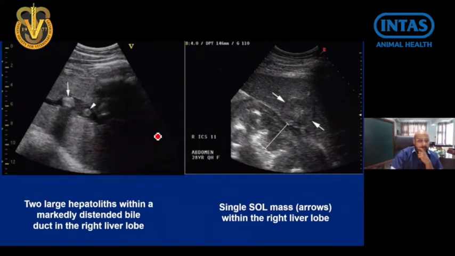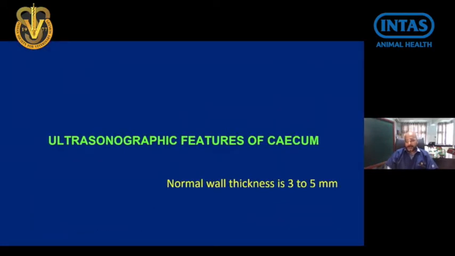Okay, and these are the hepatoliths here. You can see the hepatoliths within the duct. Okay, bile duct in the right liver lobe, and you can see this region here, which is showing a different echogenicity from that of the other lobe. Okay, so this is a space occupying lesion within the right liver lobe.